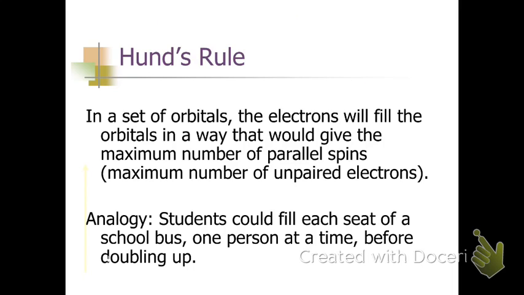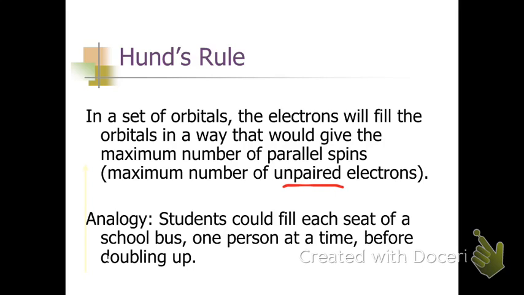Now, the last rule is Hund's Rule. What it says is that in a set of orbitals, electrons fill the orbitals in a way that would give the maximum number of parallel spins. The maximum number of unpaired electrons is the key here.